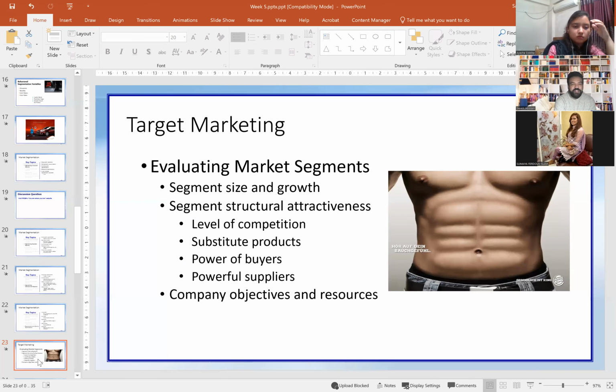So segment size and growth, segment structural attractiveness, level of competition. These are some of the other factors.